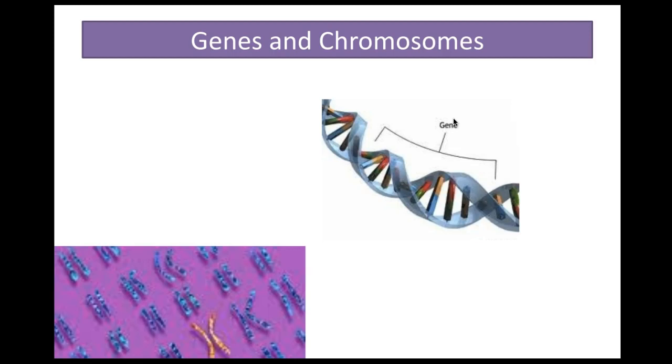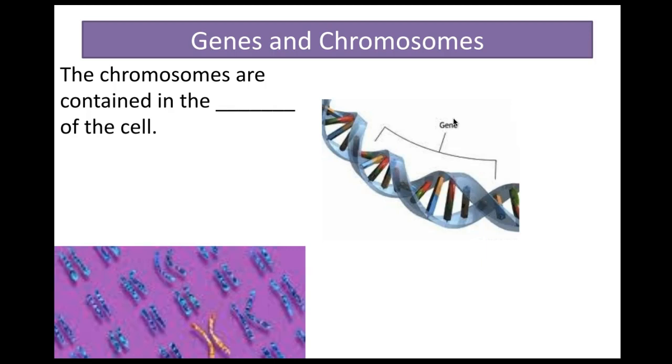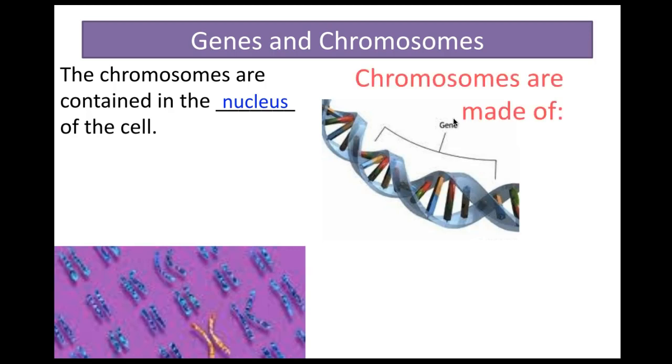Okay, starting with genes and chromosomes now. We all know what chromosomes are. We have 23 pairs of chromosomes, 46 total, 23 from mom, 23 from dad. 22 pairs of those are called autosomes, and 1 pair of sex chromosomes. Our chromosomes are found in the nucleus of our cells. Chromosomes are made up of DNA. It's a condensed version of DNA, and on that DNA, we find genes.